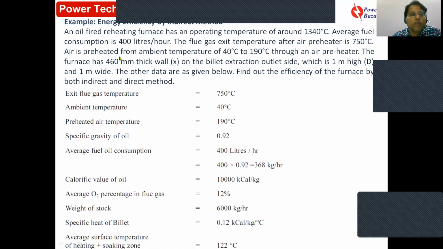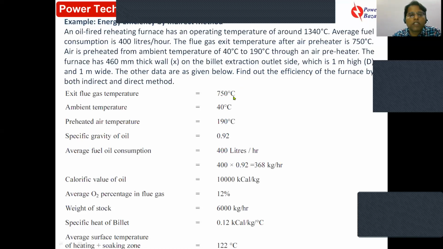The furnace has a 460 mm thick wall, that is X, and the billet extraction outlet is 1 meter high and 1 meter wide. This is required to find out the opening thermal loss. So the opening is 1 meter by 1 meter, the wall thickness is 460, and this is at the billet extraction outlet side. We have to find out the efficiency by both the indirect and direct methods.